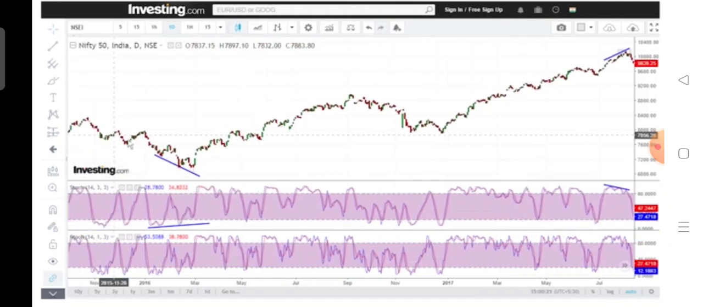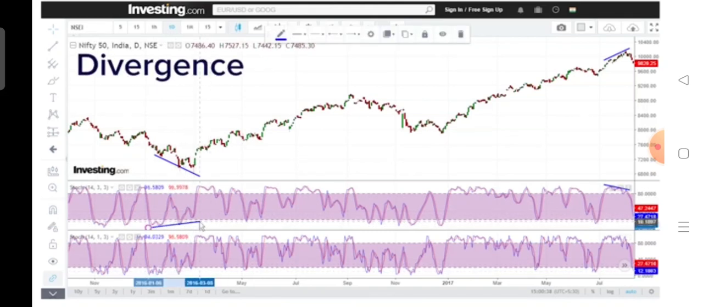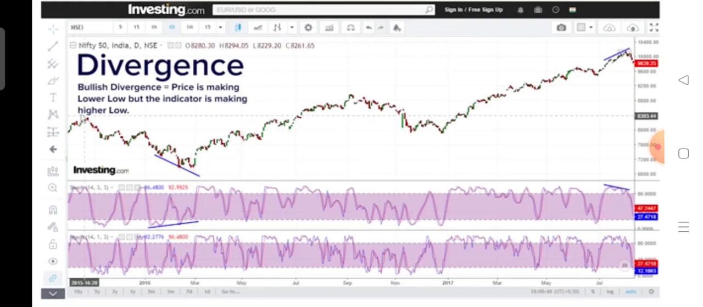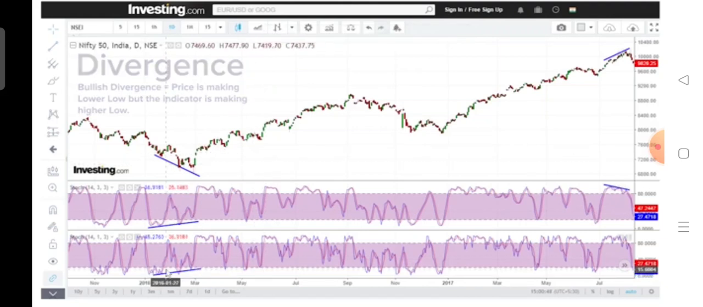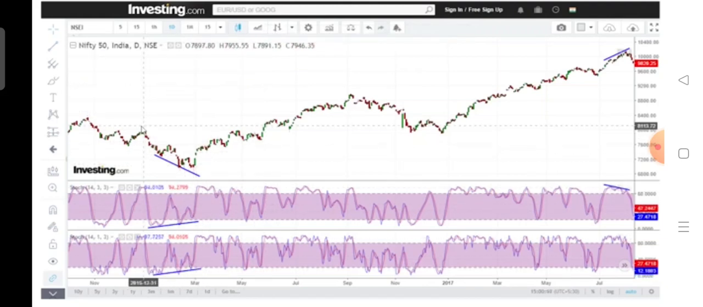During this point also, see what was happening is that the market was making lower highs and lower lows, but the stochastic, both the fast and the slow, were providing a bullish divergence. If you look at the stochastic, they were actually turning up compared to the price action which was on the downside. So eventually the price moved higher.